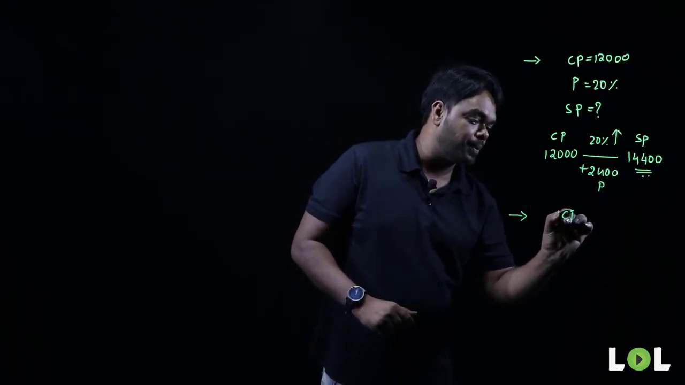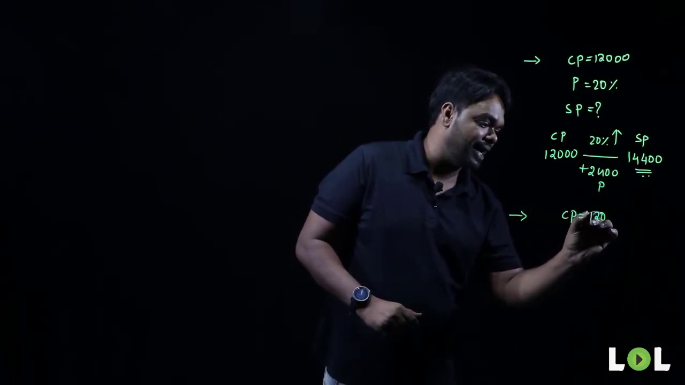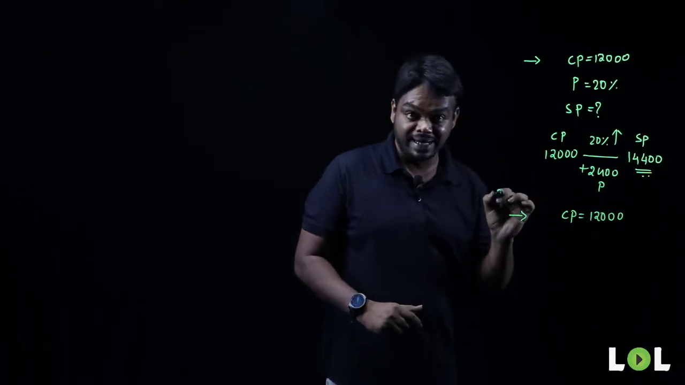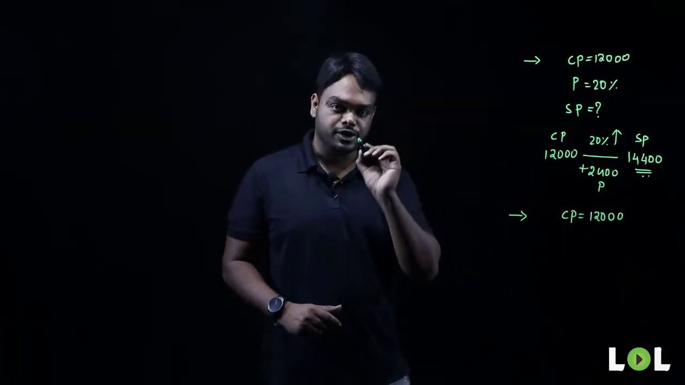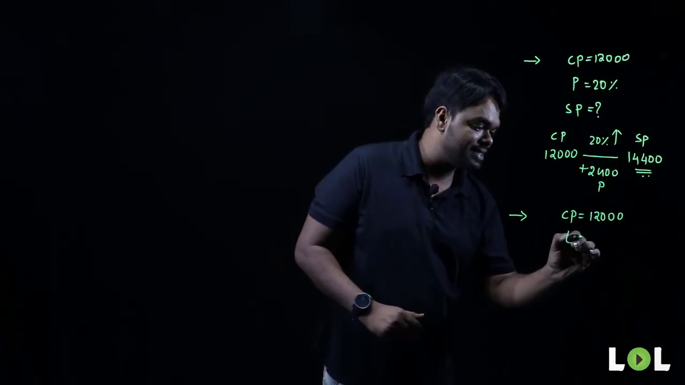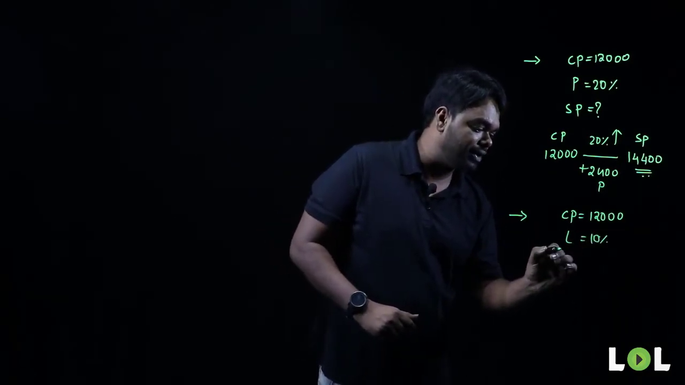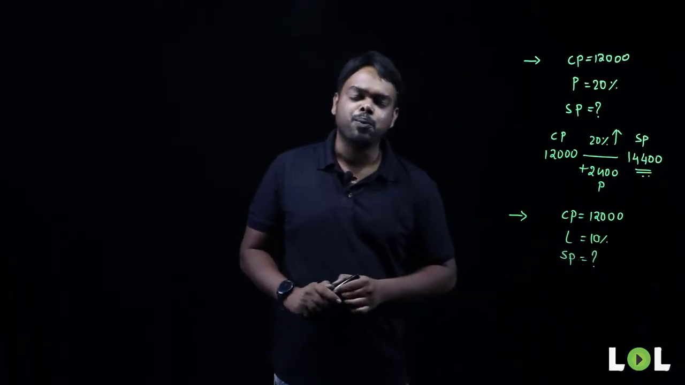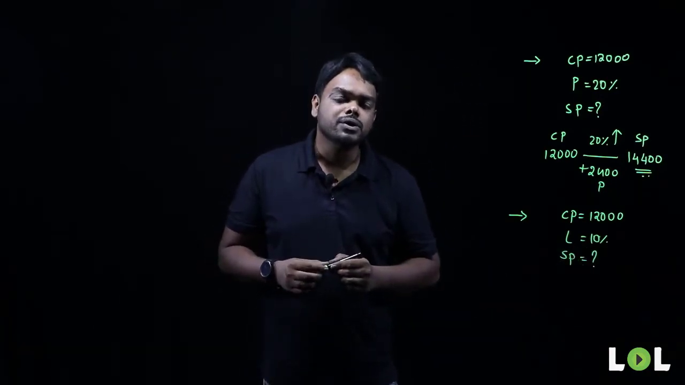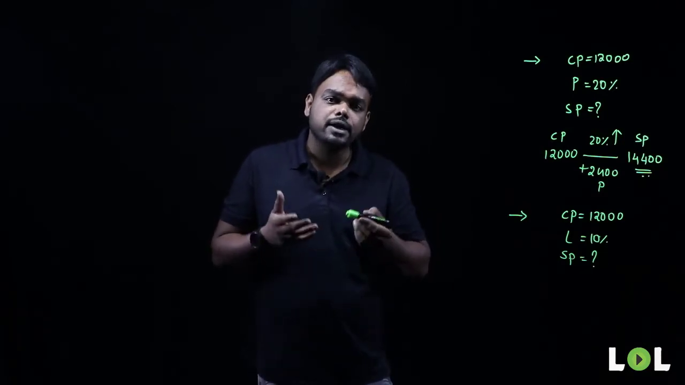If your cost price is 12,000 rupees again, now when you sell it, you make a loss of, let's say, 10%. Then what is your selling price? Loss is 10% and we need to calculate what is selling price. Now what happens when it is a loss? You just decrease your cost price and you sell it.